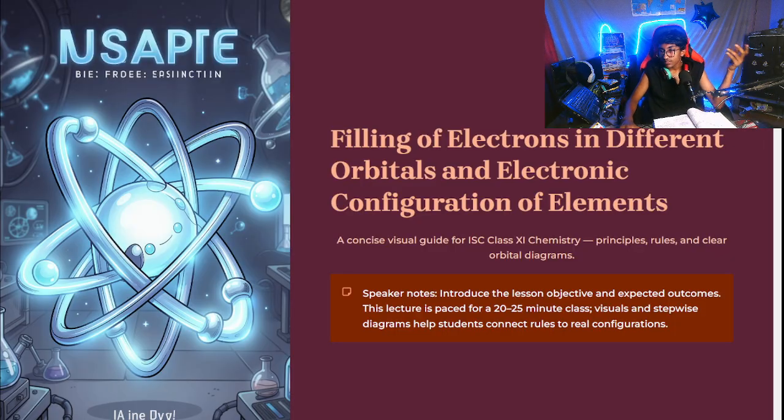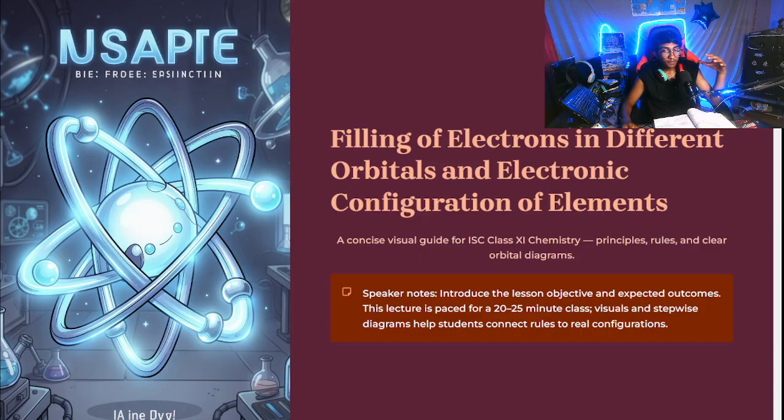So let's start with a simple question. We already know that an atom consists of three fundamental particles: protons, neutrons, electrons. Protons and neutrons are present inside the nucleus, while the electrons are found outside the nucleus. But here's an interesting question. Are electrons moving randomly around the nucleus? The answer is no. Electrons are most likely to be found only in certain specific regions around the nucleus. As you can see, orbitals.